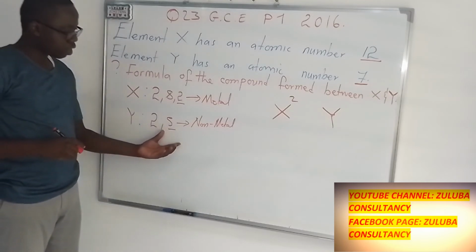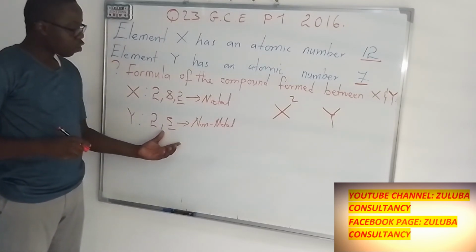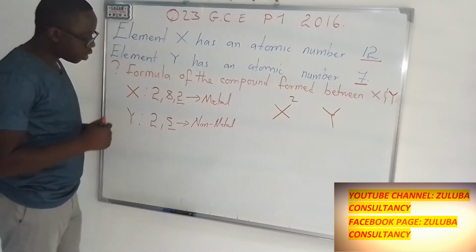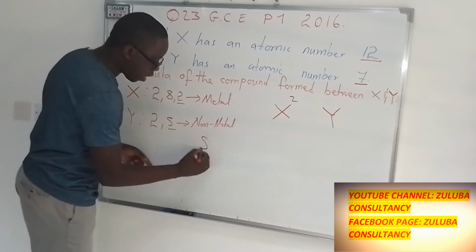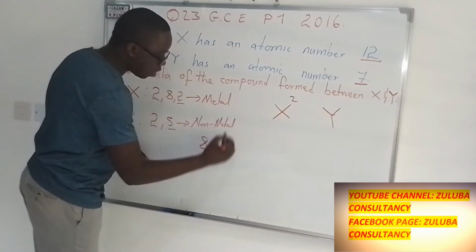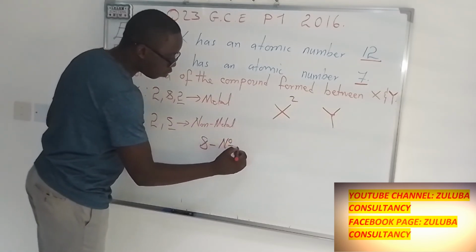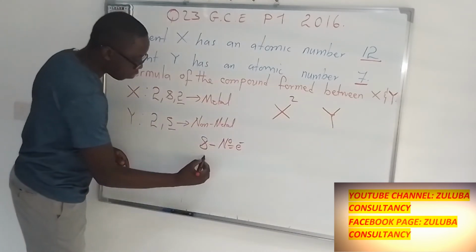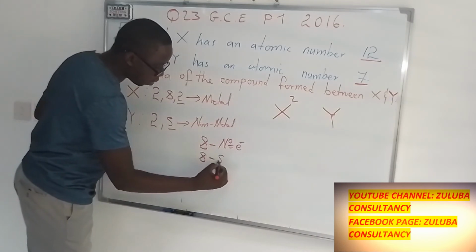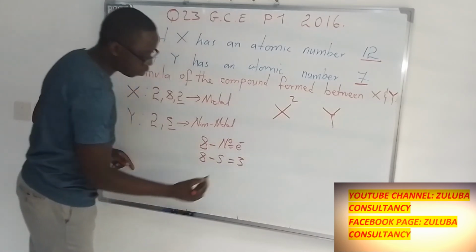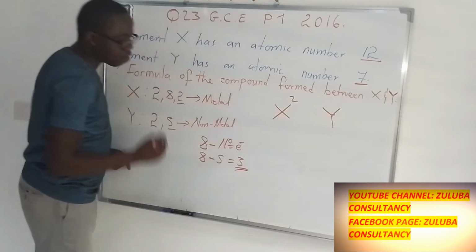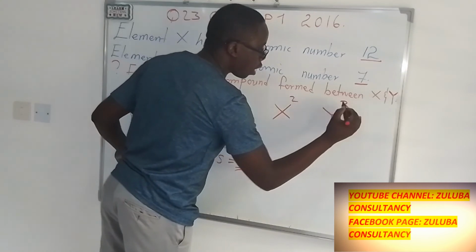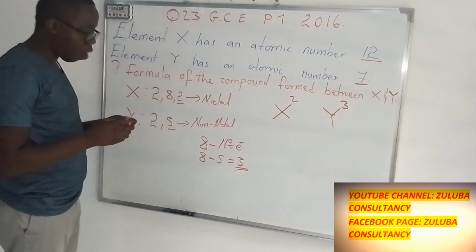What of for a non-metal? For a non-metal, the valence of a non-metal is calculated by 8 minus the number of electrons in the outermost shell. In this case, we have 8 minus 5, which will give us 3. So 3 is the valence of this non-metal. So we'll put 3 as the valence of Y.